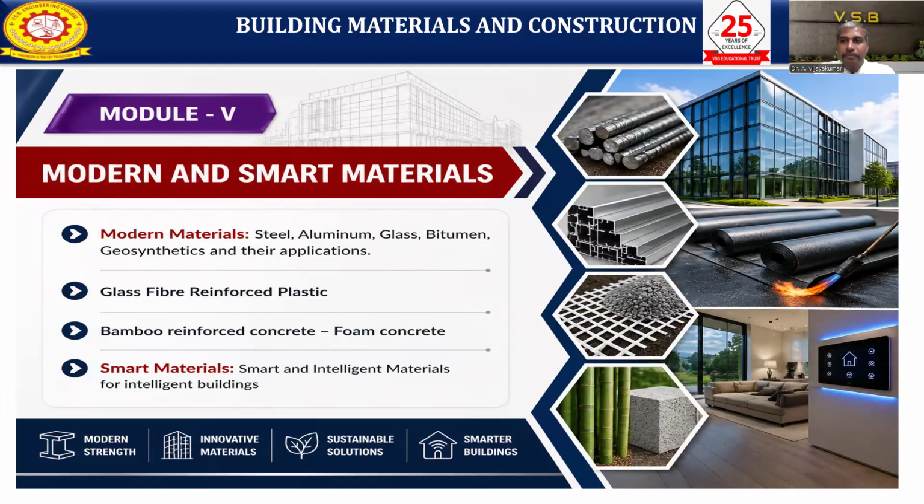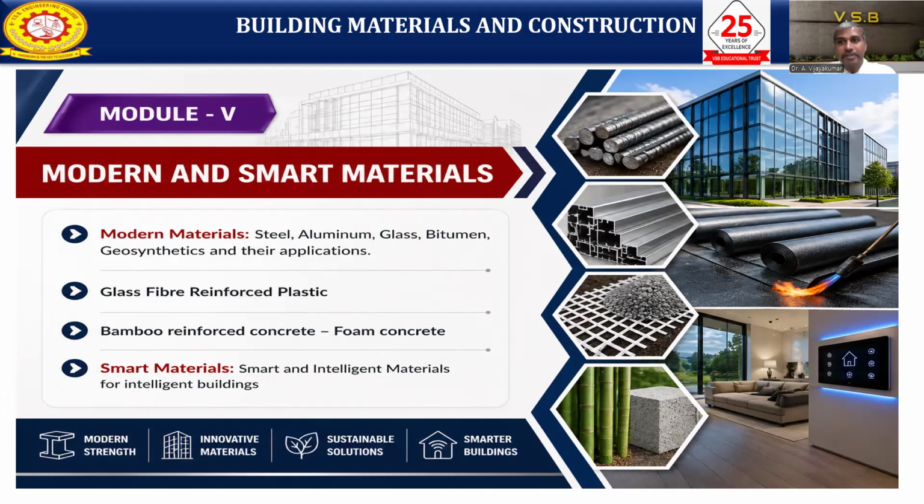For each and every material, we are going to discuss the properties and where we are going to use it in our civil engineering construction, the applications, elaborately in module 5. Apart from that, the advanced modern materials are GFRP, where we will see the different properties of GFRP and its applications. Then followed by bamboo reinforced concrete and foam concrete, where only the density varies from normal concrete.